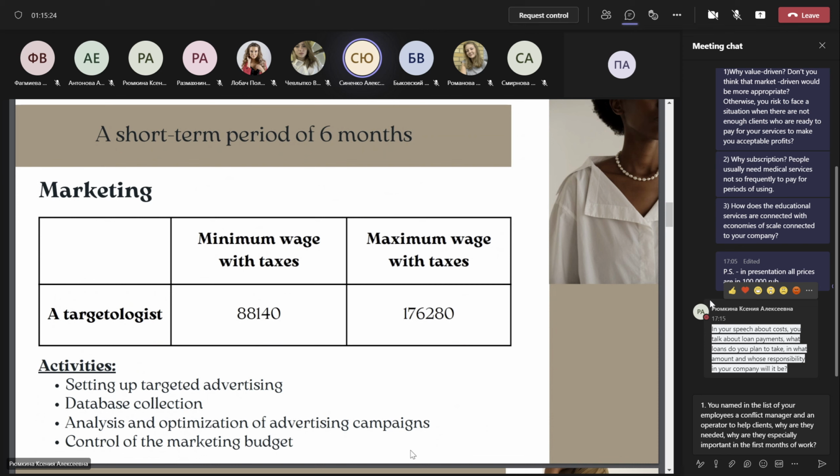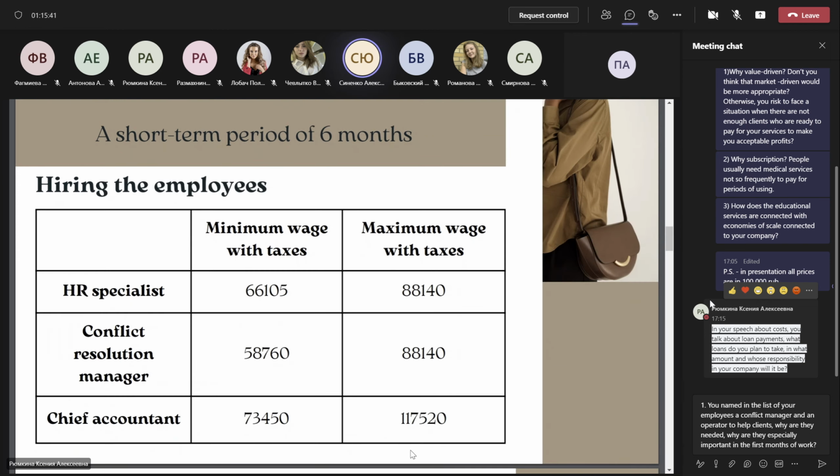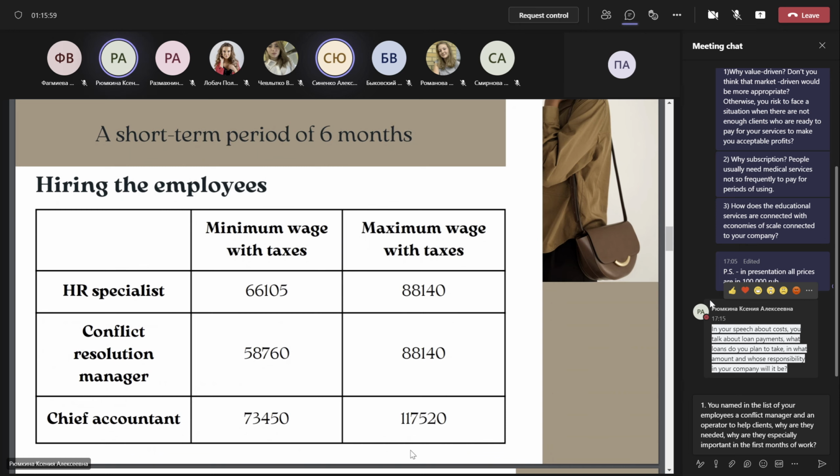targetologists will do such activities as setting up targeted advertising in Contact, Instagram, YouTube, Yandex, and TikTok, database collection, audience parsing, analysis and optimization of advertising campaigns, control of the budget, cost, and number of conversions. The hiring of employees is also part of the cost. The activities of Stylist Touch will be effective if we have an HR specialist who selects stylists, a conflict resolution manager who helps to find a solution to the conflict between the client and the stylist, and a chief accountant.